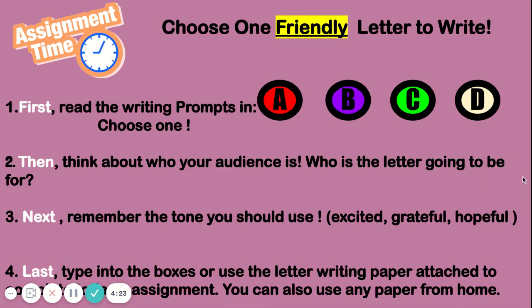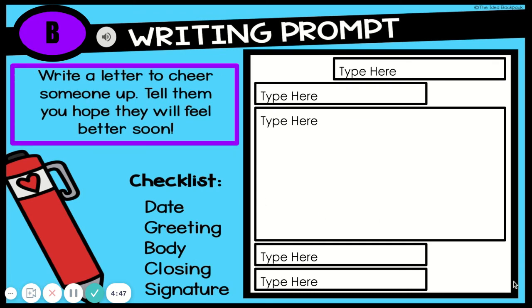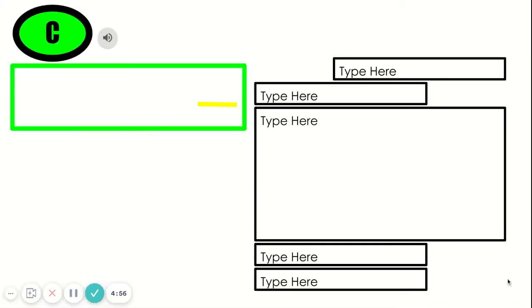Let's look at some of these options, friends. When you open up your assignment today, you have the option of hearing the prompt again. No worries. Writing prompt A says, write a letter to your best friend to tell them why you are thankful he or she is your friend. Use a checklist, friends, to add all the parts. Writing prompt B says, write a letter to cheer someone up. Tell them you hope they will feel better soon. There's a checklist again so you won't forget.